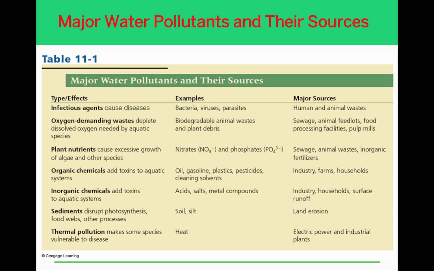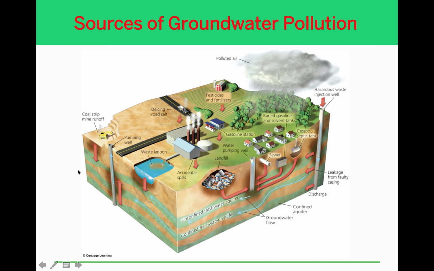Again, this is just one example of nutrient pollution. There are various other major water pollutants. Human and animal waste, sewage, is a major pollution, particularly in developing countries where there's not a good system for water treatment. Industries, land erosion, again, you can see what type of pollution these things are causing.